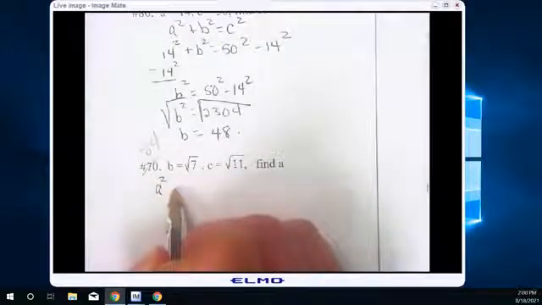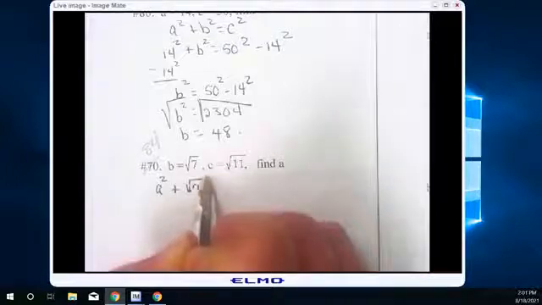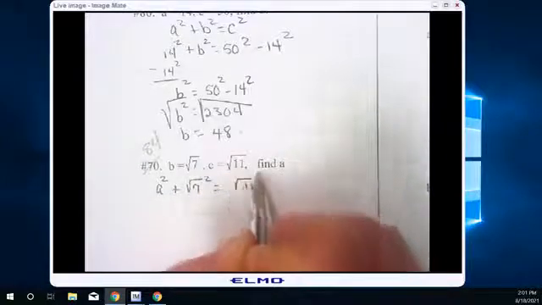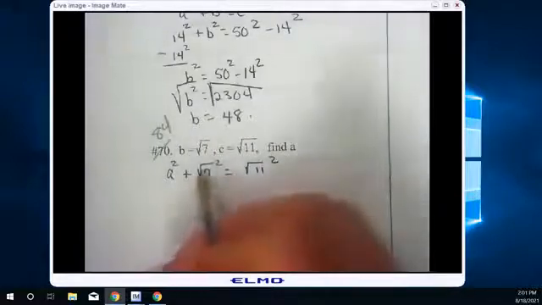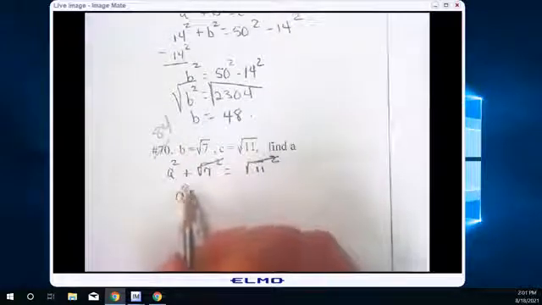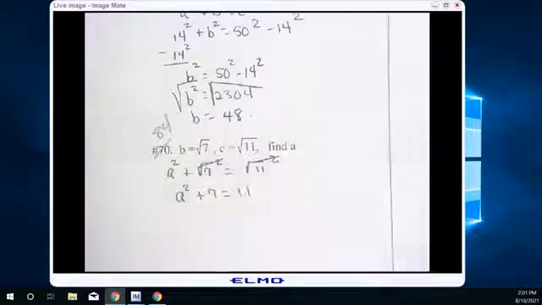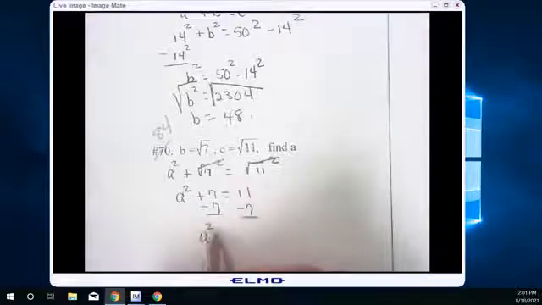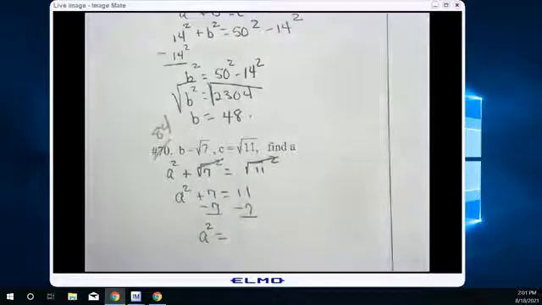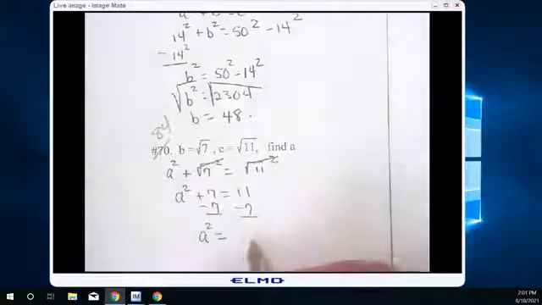All right, so in this one we are finding A, but it is problem number 84 on page 10. A squared plus B squared equals C squared. What happens with the square root and the square? They are inverses of each other. A squared plus 7 equals 11. How do I solve for A squared? Subtract 7 from both sides. In the event that you don't know what 11 minus 7 is, you could type that into your calculator. And how do you undo a square?